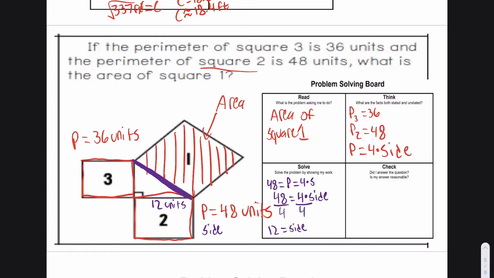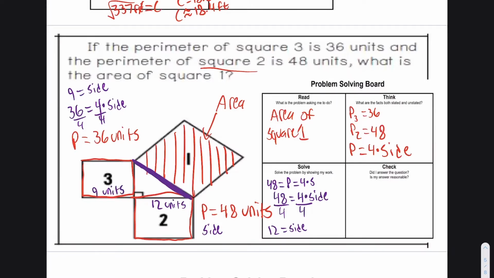Now let's find the side of square 3. Square 3's perimeter is 36 units, and the formula for perimeter is 4 times the side. So if we just divide by 4, then we'll get that 9 is equal to the side. So let's just label that 9 units.